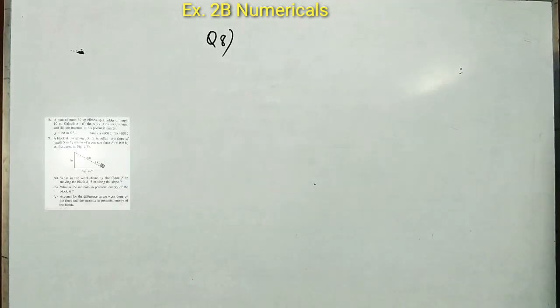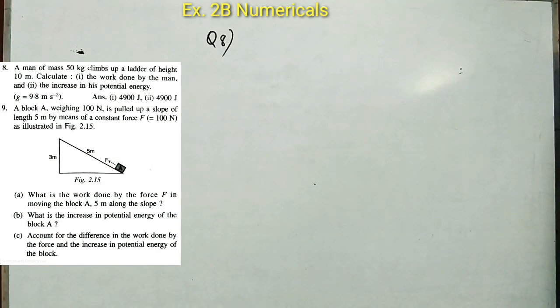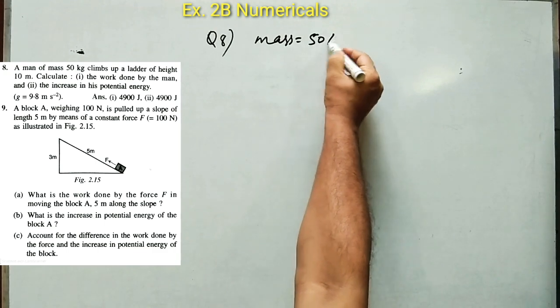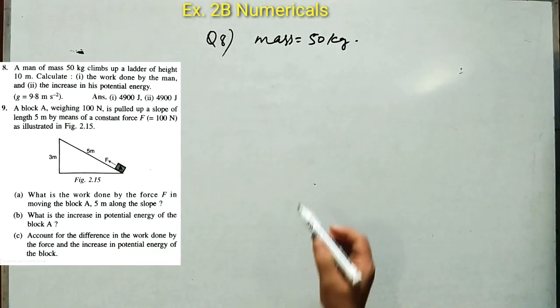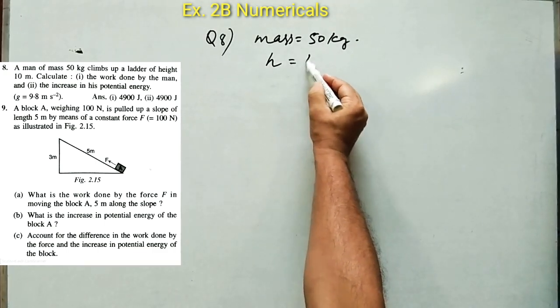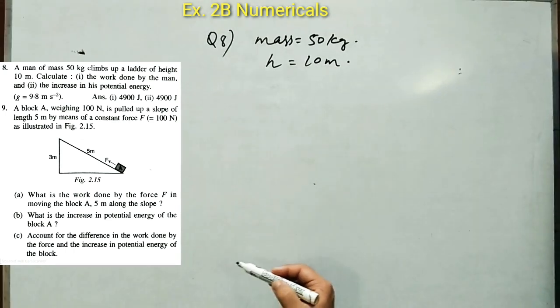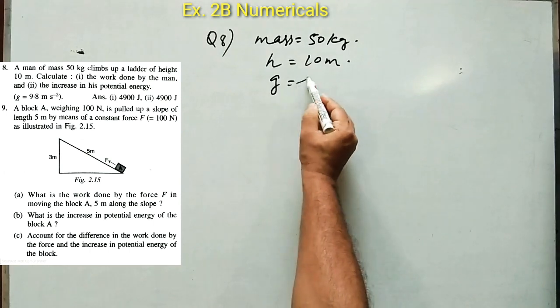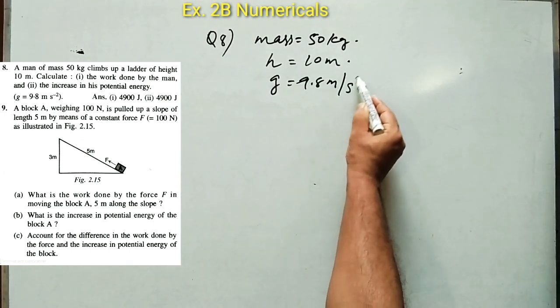Okay. Now let's solve question number 8. Let's see what is given in question number 8. A man of mass 50 kg. The mass of the man is given as 50 kg. Climbs up a ladder of height. Height of the ladder is 10 meter. Calculate work done by the man. The value of g is given as 9.8 meter per second square.